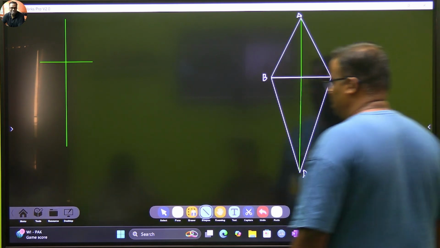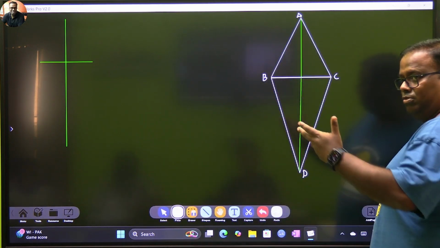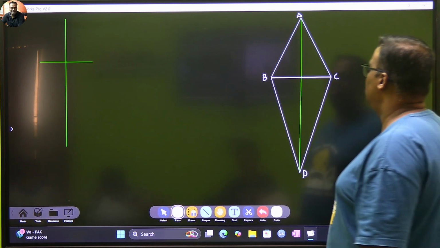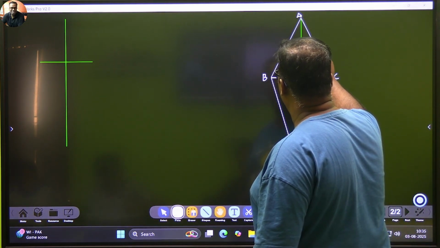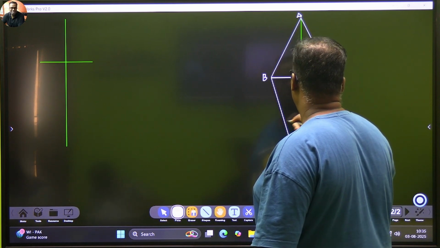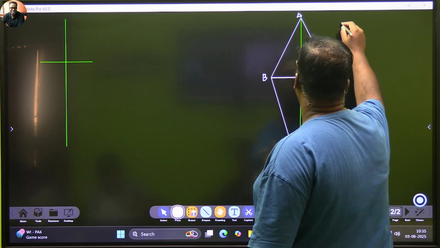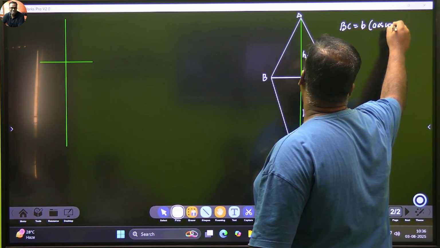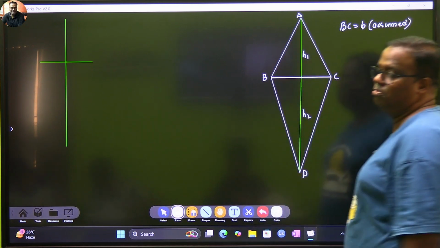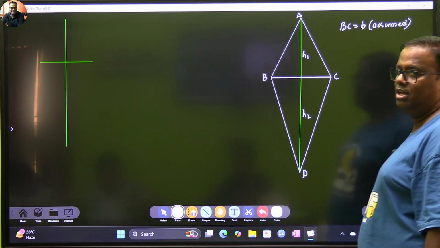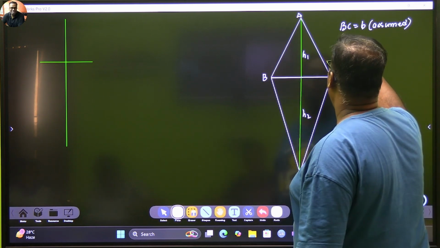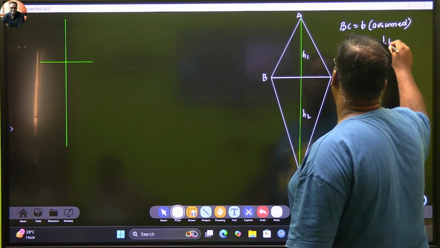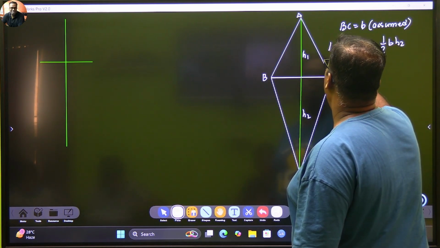Okay, now let's design the formula for the area of this. It will be the area of the top triangle plus the area of the bottom triangle, right? So let's say this portion of the height is h1, this portion of the height is h2, and let this base be equal to b. So we are assuming that BC is equal to b. This is assumed, because if I write b there, you might get confused whether b is for full or b is for half. So what is the area of the top triangle? Half b into h1. So area of the top triangle is half b h1. What is the area of the bottom triangle? Half b h2. So this is overall the area of the kite.